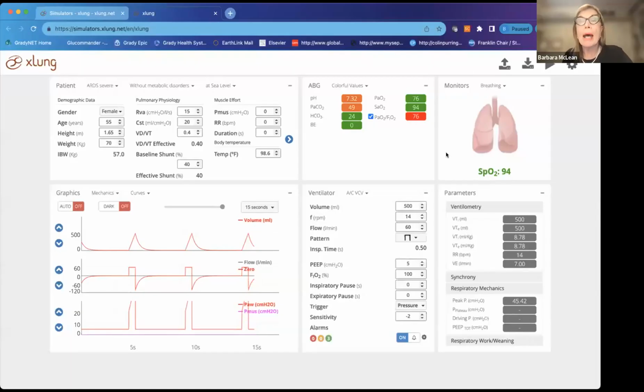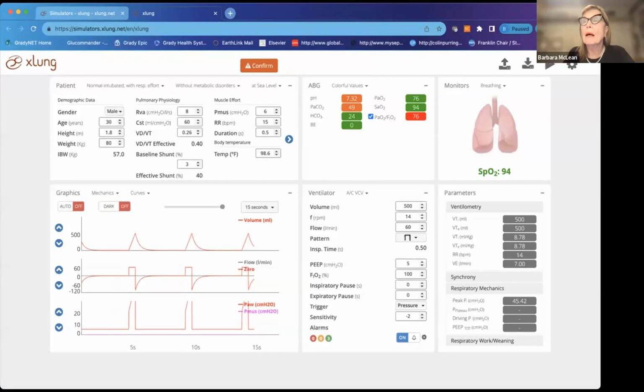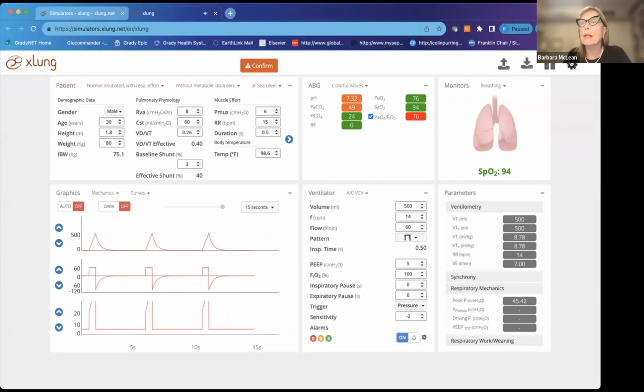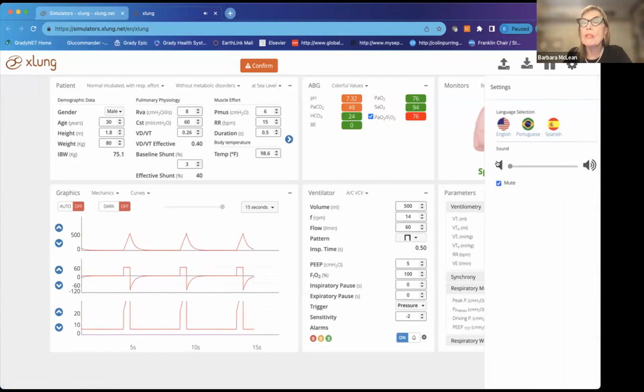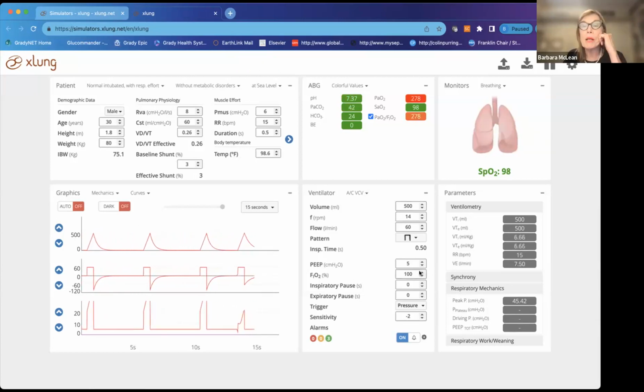Okay. And what we're going to do is go back to our patient who is normally just a normal patient with normal lung physiology. Okay, let me just mute that. That just is telling you the monitor, so we don't really care about that. We're just going to look at what's happening to the patient. He's nice and normal. He's breathing well.